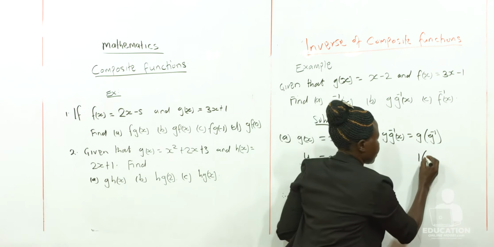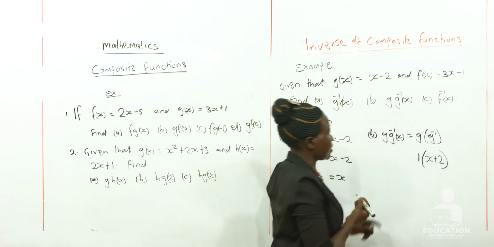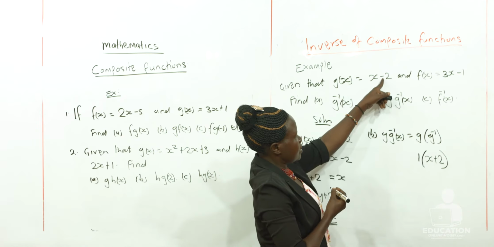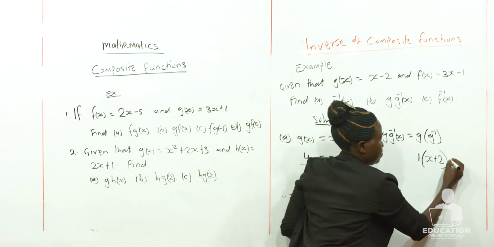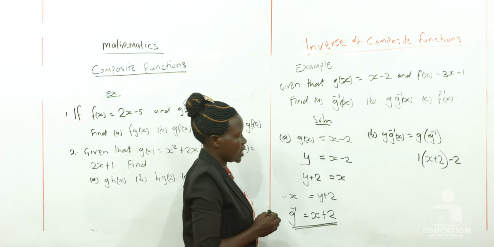So you are going to write x plus 2 inside here. Then you close the bracket, and then remember that in g, the whole of g should be outside here. So you will have your expression in that nature.